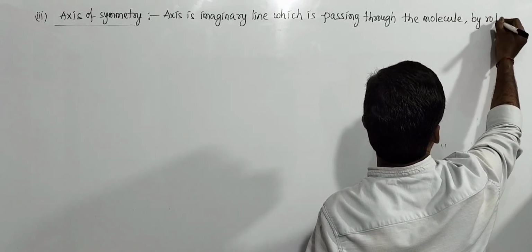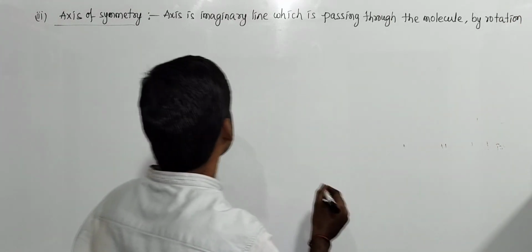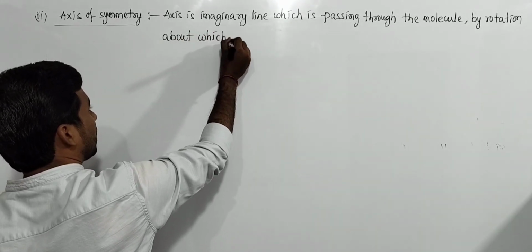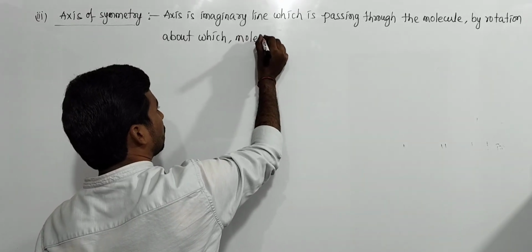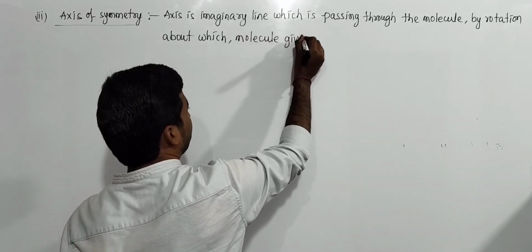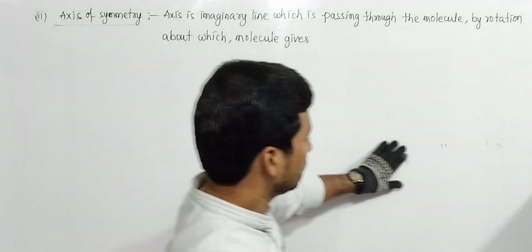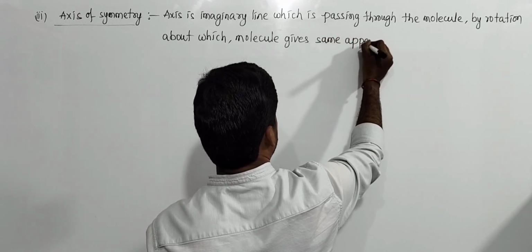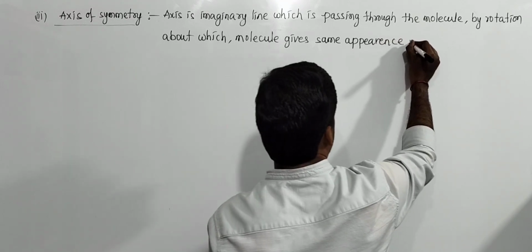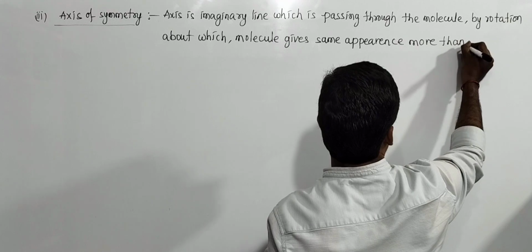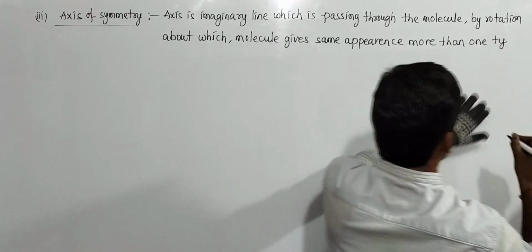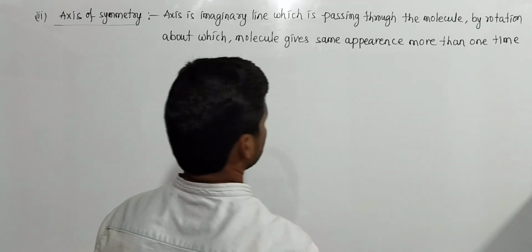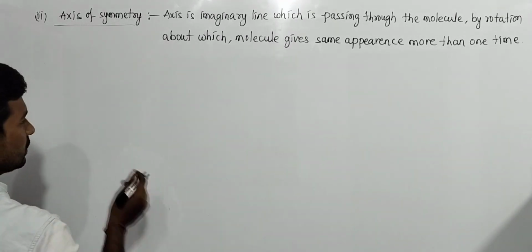By rotation about that axis, the molecule gives the same appearance, or similar appearance, more than one time. That is said to be an axis of symmetry.